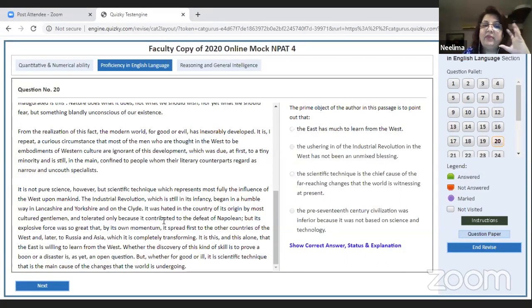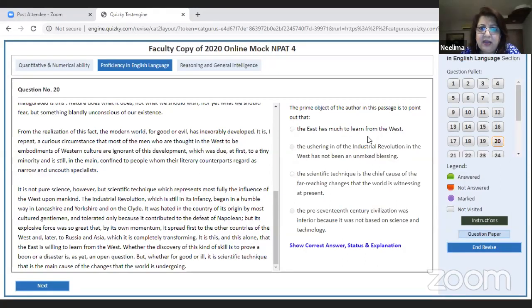So now that we understood the passage, ideally you should have taken 3 to 4 minutes maximum. 3 minutes would be good to read this passage. Then go to the question, the prime object of the author. As I said, it's the main idea, the central idea, which depends on the entire passage. But if you are a little confused, there's no harm in reading the first para and the last para once again to get that essence. So can I see, option first says the East has much to learn from the West.